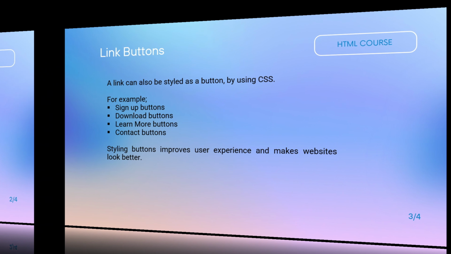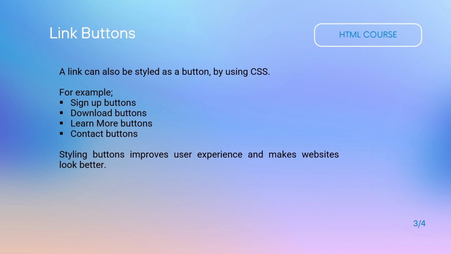Link buttons. Links do not have to look like plain text. Using CSS, a link can be styled to look like a button. This is very common on modern websites. For example, buttons that say sign up, download, learn more, or contact us. Even though they look like buttons, they are still links underneath.